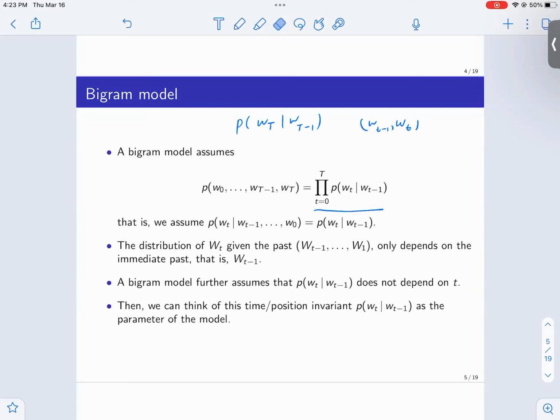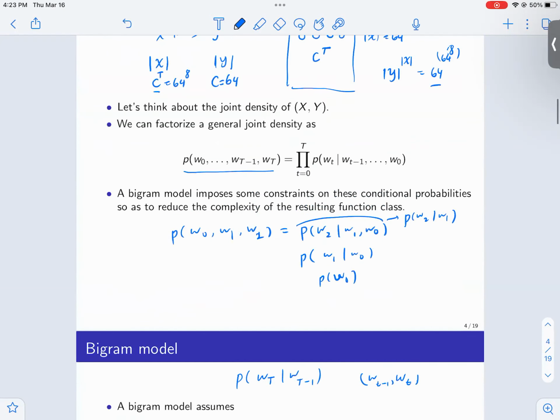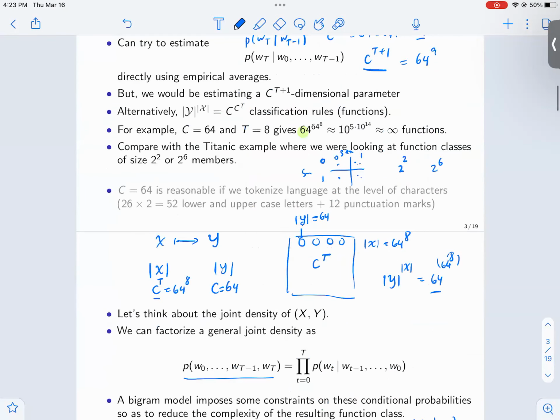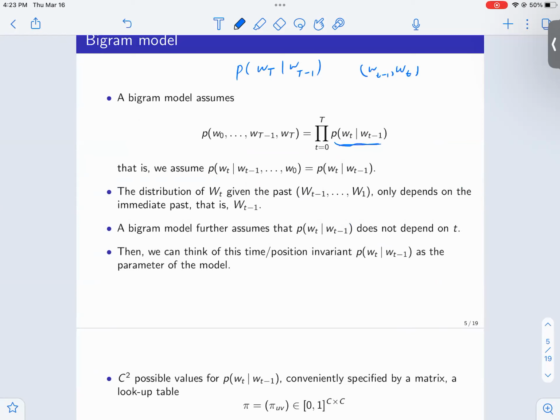If I do that, there is a bit more complexity here, because in language, as I vary t, this could change. It could depend on my position. For example, at the start of a sentence these probabilities are different than at the end. So where I am in the sequence might matter. But in the bigram case, you ignore that. You assume this is constant as a function of t, invariant to t, okay?